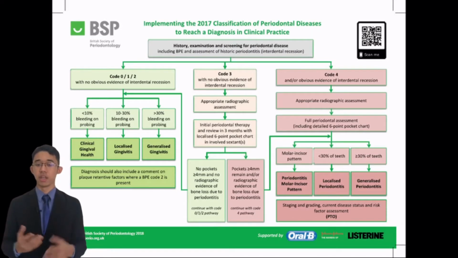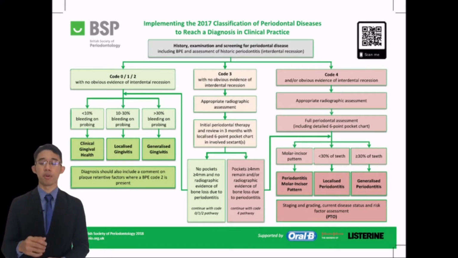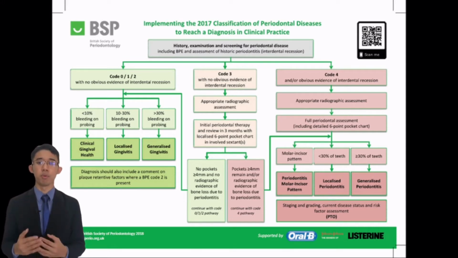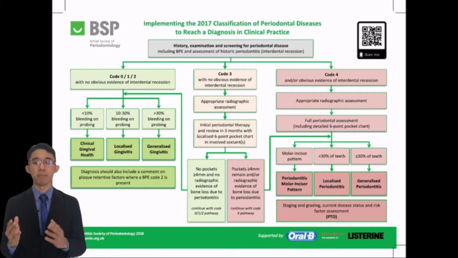As you can see, this is the new classification of periodontal disease 2017. Look at the diagram. This is the first step in the BSP guidelines, whereby we have to know the BPE score of the patient. So let's revise what the BPE guidelines are before we move to the app. For the first step, the clinician must insert the BPE score of the patient.